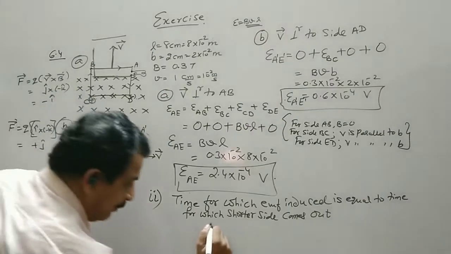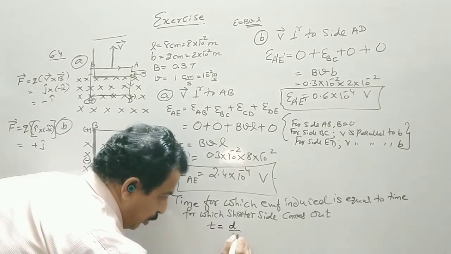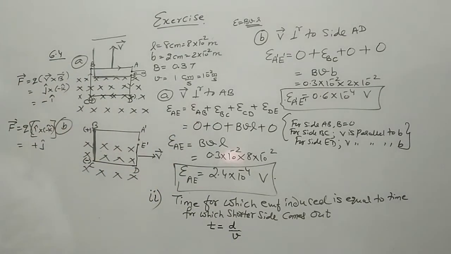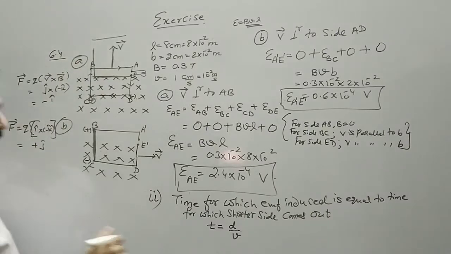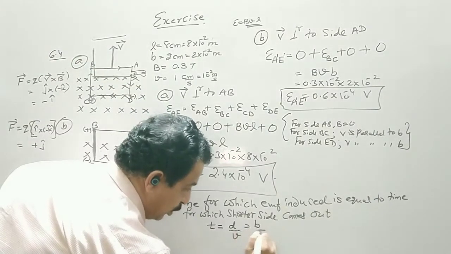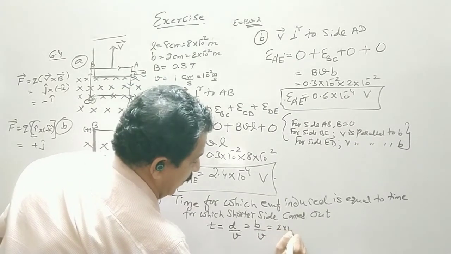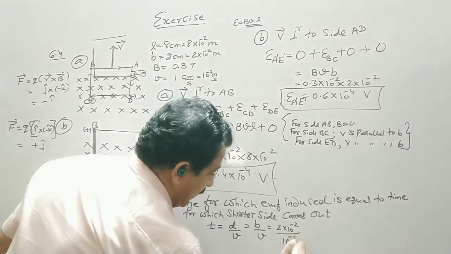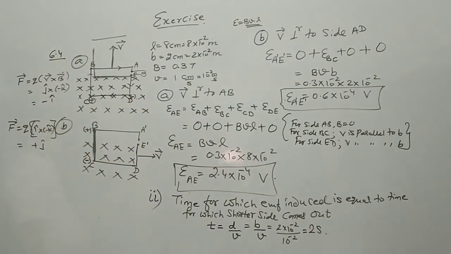So the time will be equal to the distance upon the speed. Speed is given, but what should be the distance? This should be the distance. So here the distance becomes breadth upon V, that is 2 into 10 raised to minus 2 divided by 10 raised to minus 2, that is 2 seconds. So EMF will be induced in case 1 for only 2 seconds.